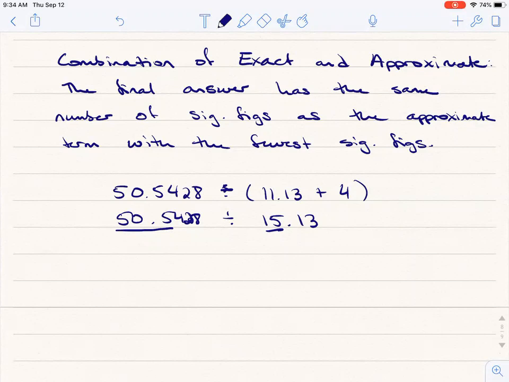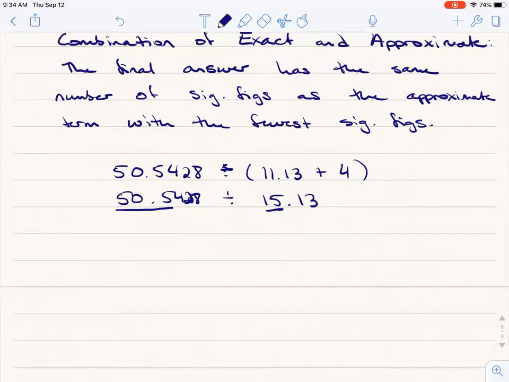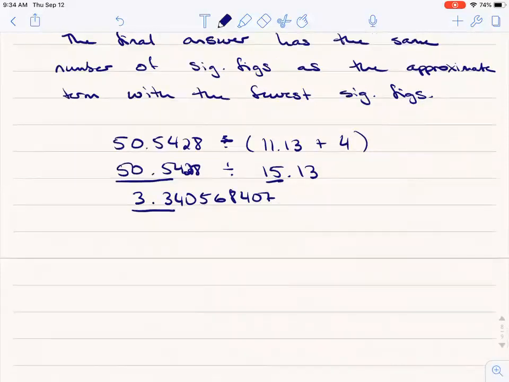Okay. Yeah. Because then we get, what do we get? 50.5428 divided by 15.13, I get 3.340568407, but for 2 sig figs, I only want 2 sig figs, right? Or which do you mean?